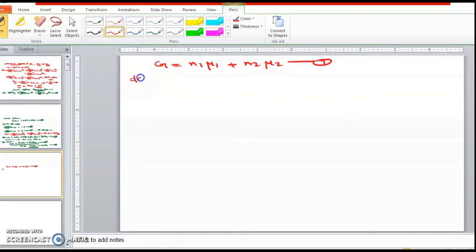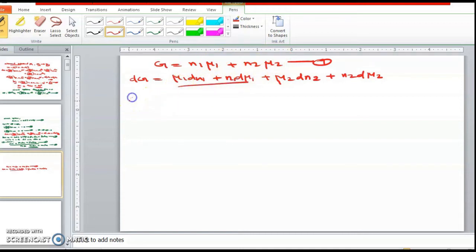So we can write dG is equal to mu1 dn1 plus, treating n1 as constant, n1 d mu1. So that is the differential of the first term. Now we have to find the derivative of the second term. So it is mu2 dn2 plus n2 d mu2. Okay, so I hope it is clear. We just differentiated both these terms by applying the product rule.